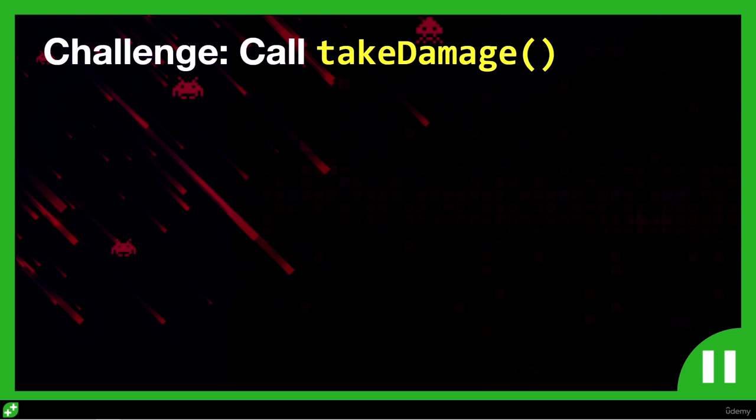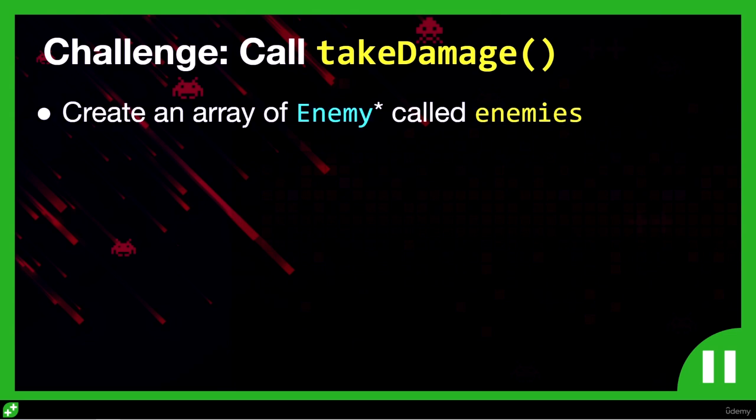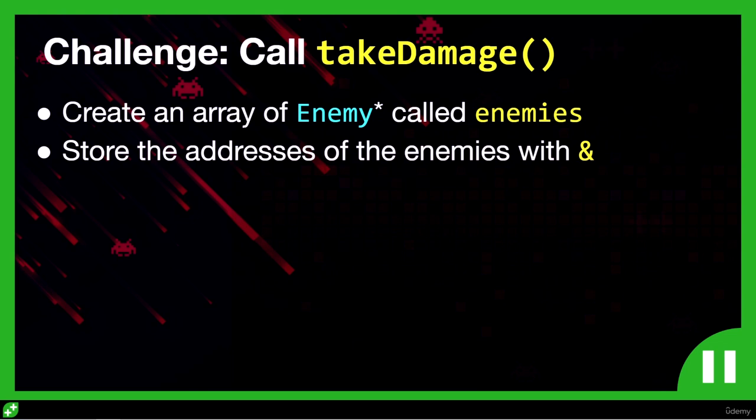And this is going to be your final challenge. You're going to create an array of enemy pointers called enemies. Create at least one more enemy variable, just like we did with Goblin. Initialize it and make sure you give it a different location than the Goblin, otherwise they'll just be on top of each other. Store the addresses of these enemies in the array using the address-of operator.